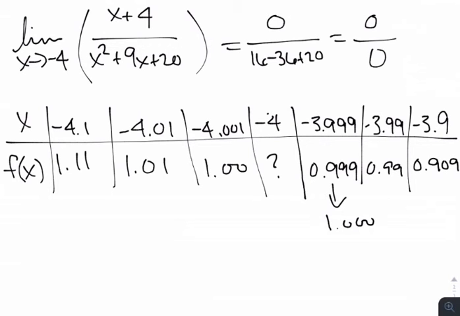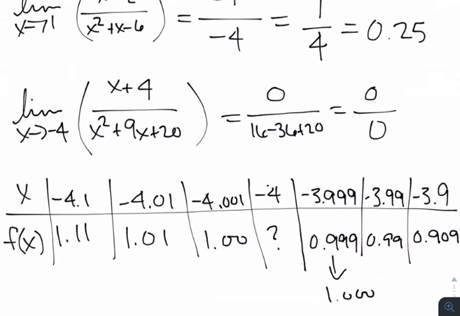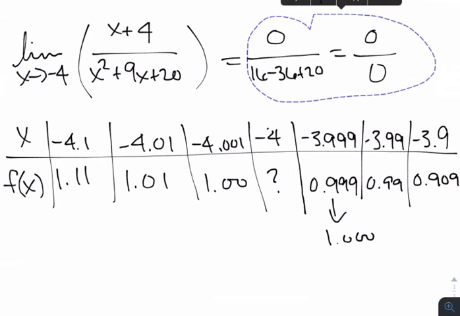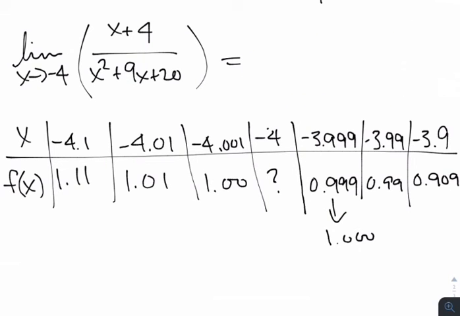0.909. So with this, the limit as x approaches negative 4 of x plus 4 over x squared plus 9x plus 20 is going to be 1. Because, like I said, those two are the same, even though that's 0.999. You can round that up to becoming 1.